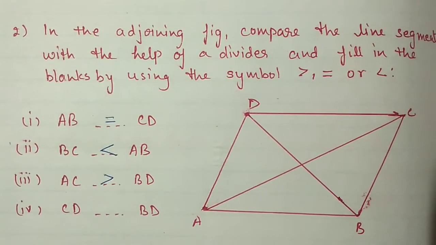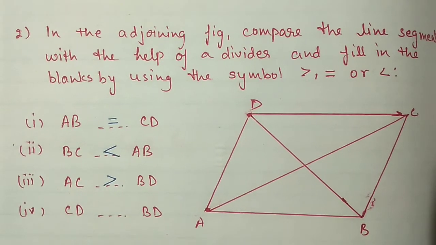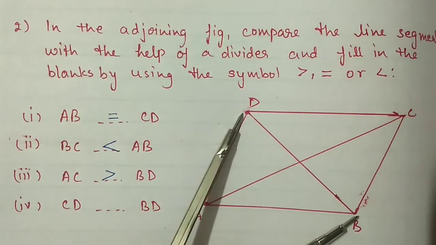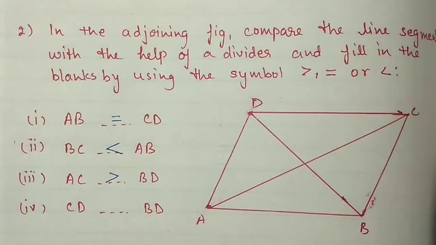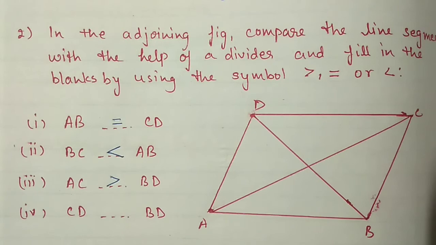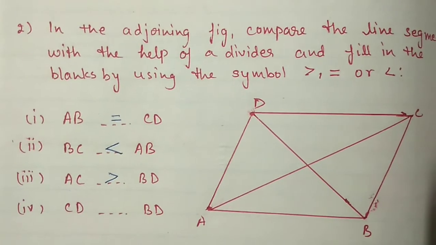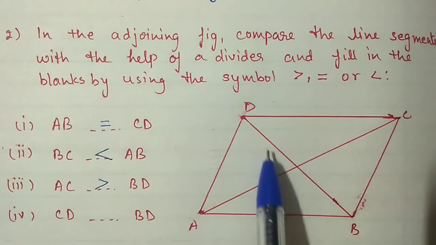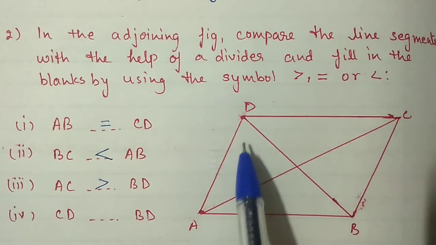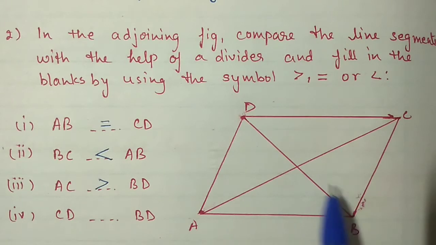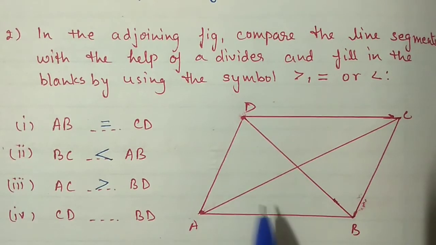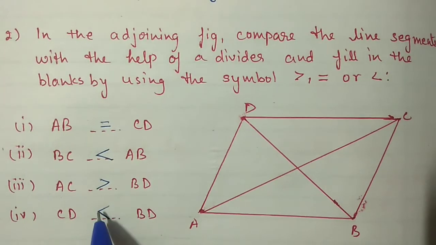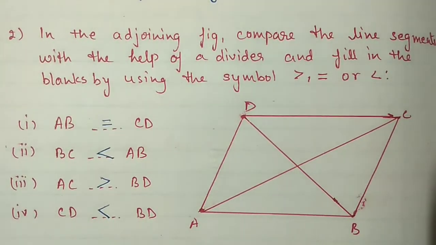Fourth part, CD and BD. So CD and BD, we can see both are coming equal. But if you measure in the figure given in your book, then you will find BD is greater than CD. Whatever I have drawn here, BD and CD are coming equal, but in the book figure BD is greater than CD. So we will do according to the book. BD is greater than CD.